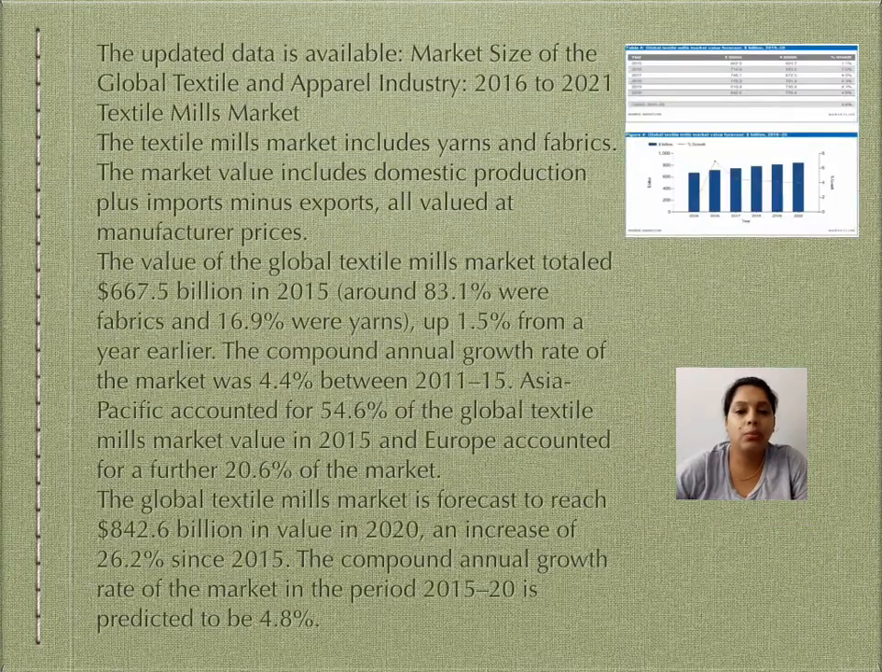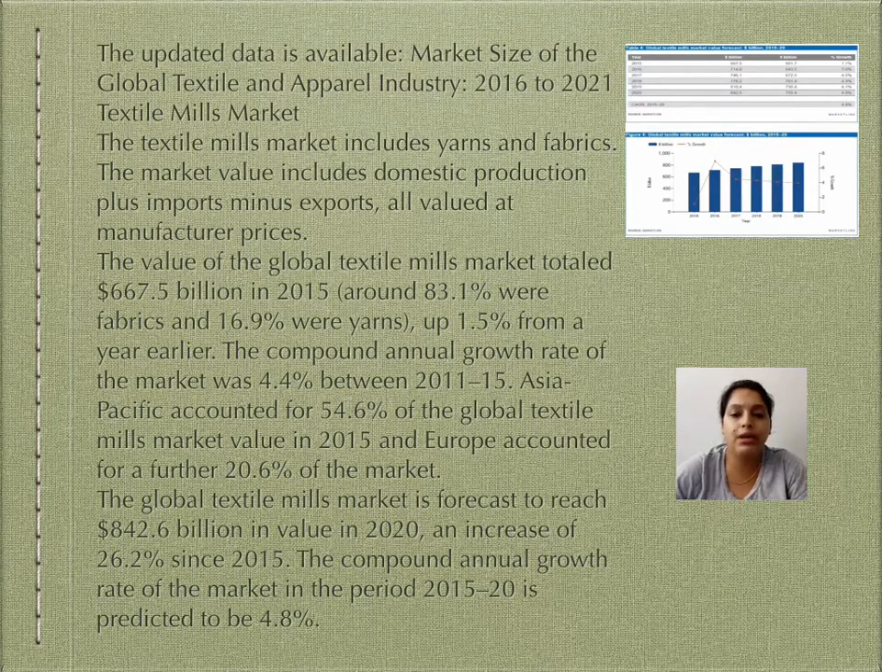Market size of the global textile and apparel industry 2016 to 2021. Textile mills market: the textile mills market includes yarns and fabrics. The market value includes domestic production plus imports minus exports, all valued at manufacturer prices. The value of the global textile mills market totaled 66.75 billion in 2015, up 1.5% from a year earlier.